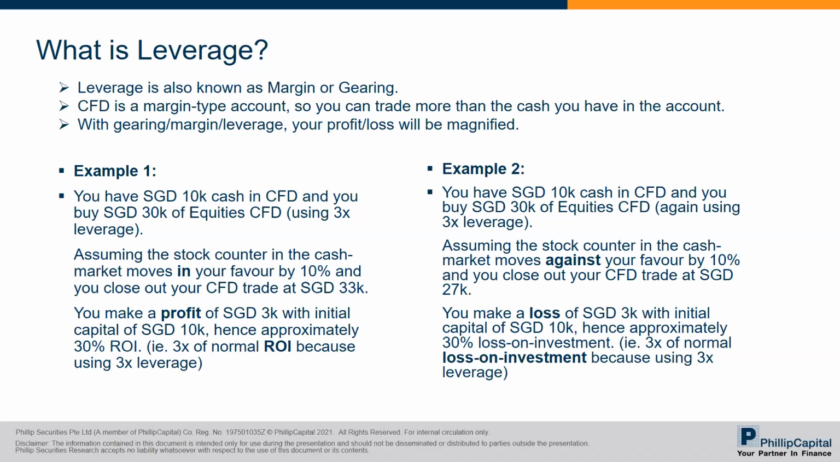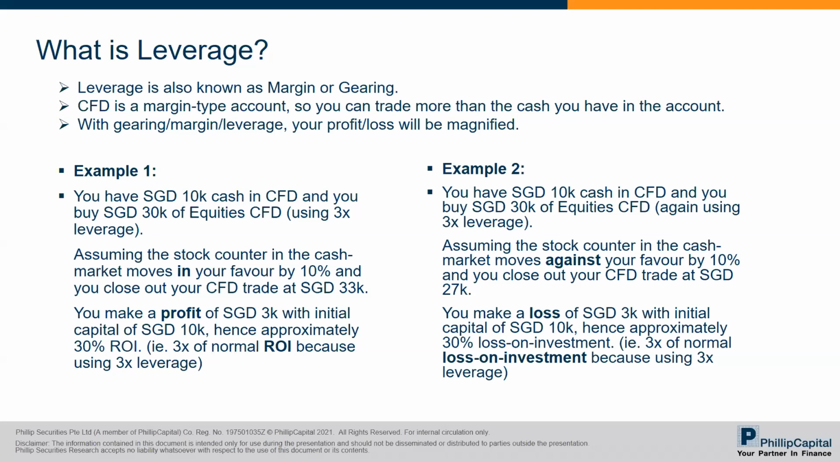So here we have an example. If you have $10,000 cash in your CFD account, and then you buy $30,000 of trade position, also meaning you're using CFD with a 3 times gearing to do this trade. Assuming the market moves in your favor by 10%, your profit because of the 3 times leverage will be 30%. Compared to someone who's trading a vanilla stock, if the profit in the cash market is 10%, your profit for CFD trading due to 3 times gearing will be 30%.